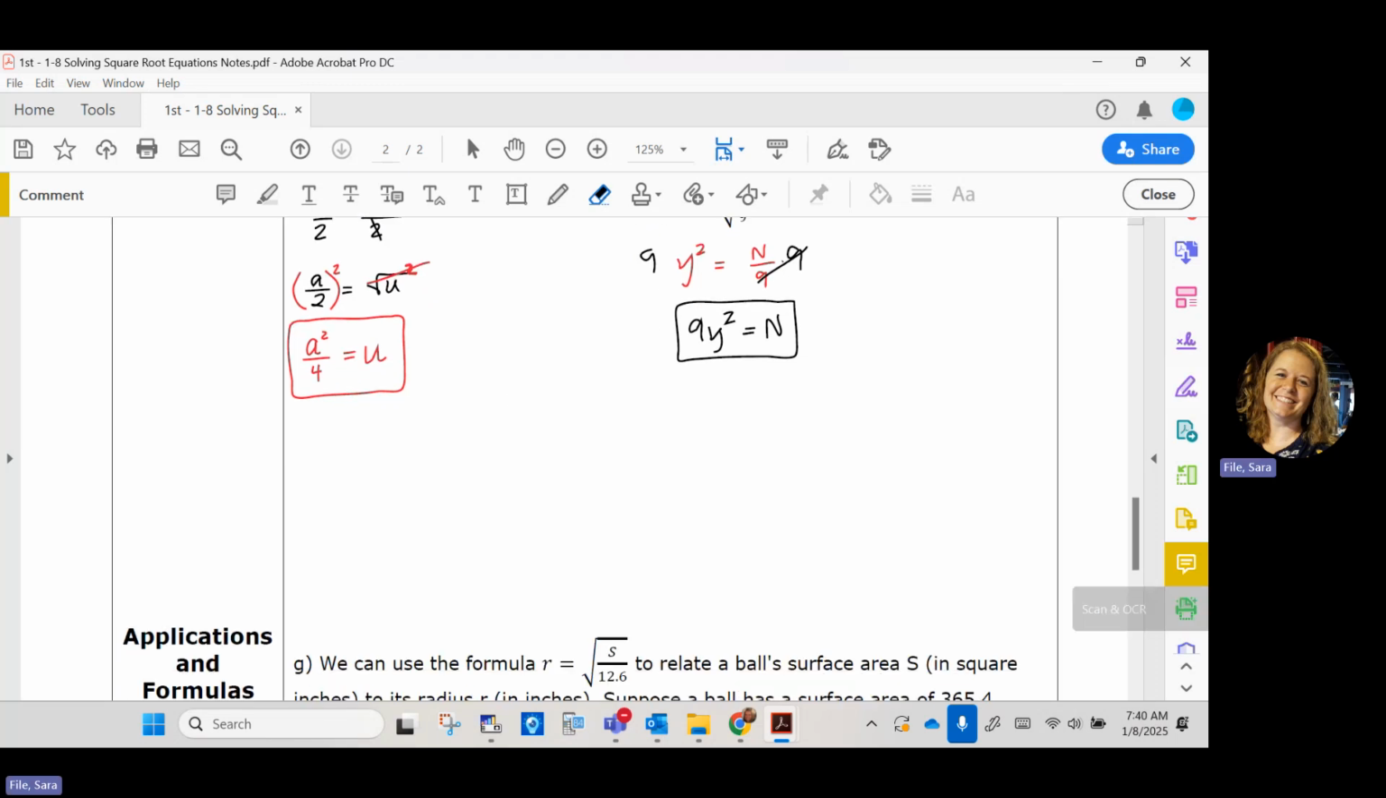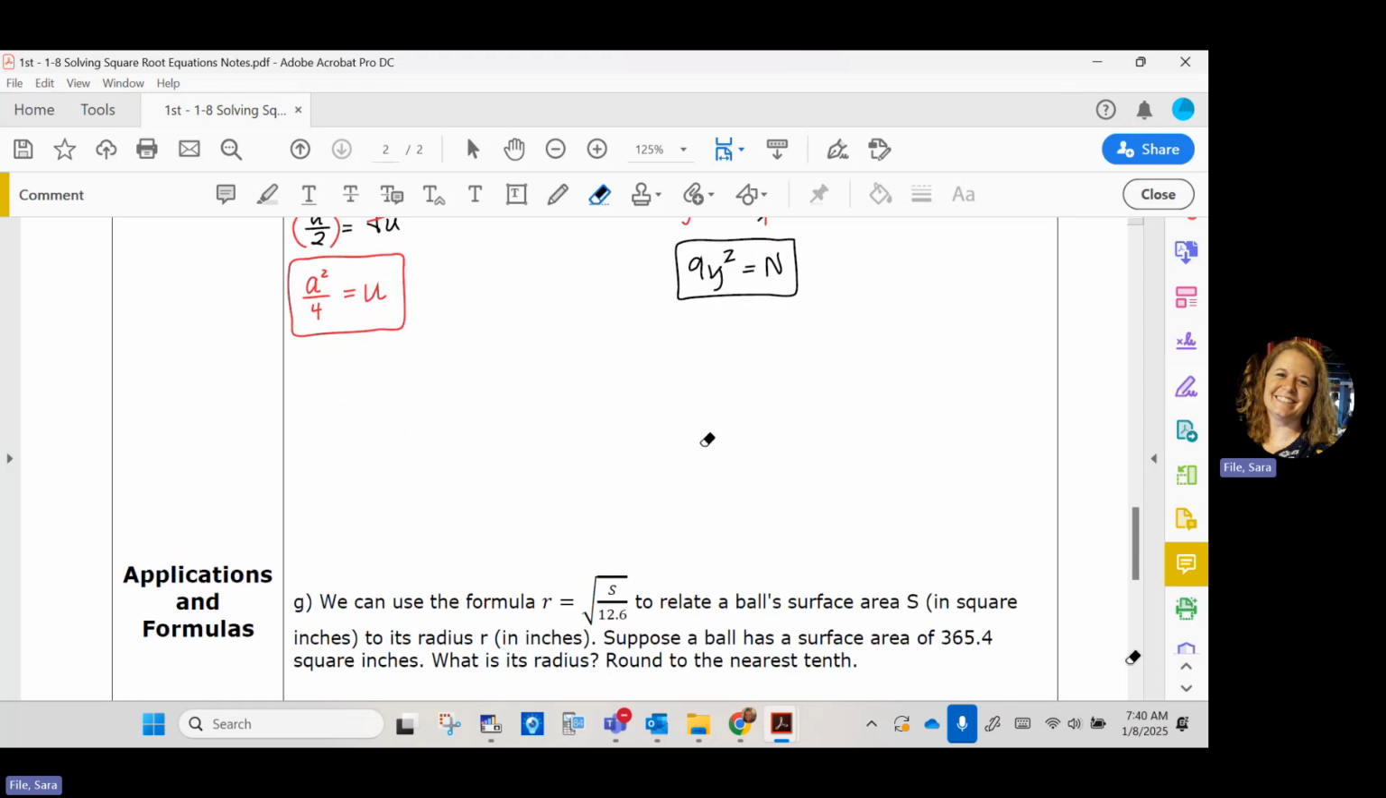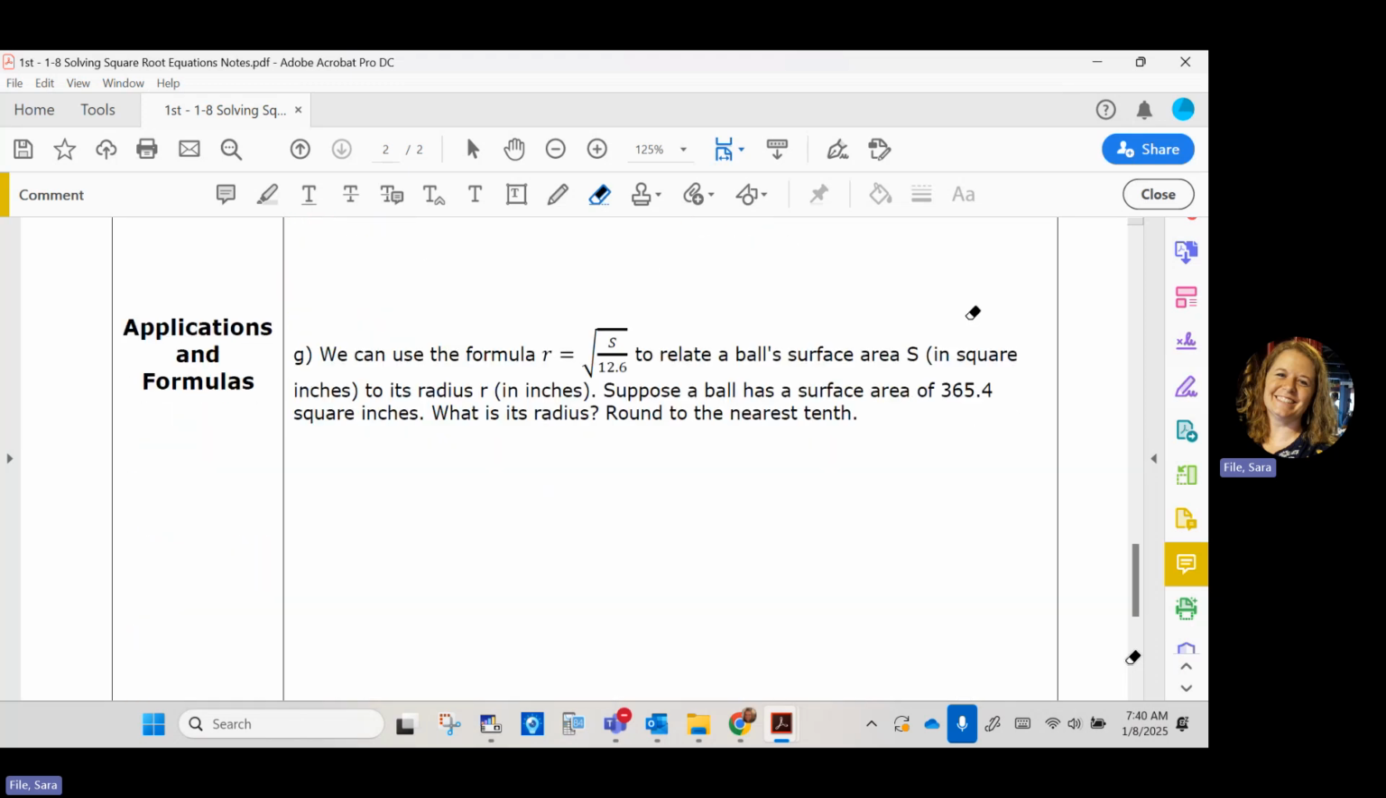All right, so this last one is an application. It says we can use the formula. This is why we just practice this for a situation like this. It says we can use the formula R equals the square root of S over 12.6 to relate a ball's surface area, S, in square inches, to its radius, R, in inches. Suppose a ball has a surface area of 365.4 square inches. What is the radius round to the nearest 10?